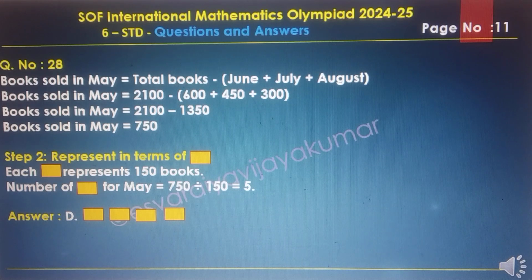Finally, the books sold in May month equals total books minus June plus July plus August. The total books is 2100 minus 600 plus 450 plus 300. We are getting 2100 minus 1350. The books sold in May month is 750. Step 2, represent in terms of boxes. I have indicated the yellow color box. Each box represents 150 books. The number of yellow boxes for May month equals 750 divided by 150 equals 5. The final answer is D.